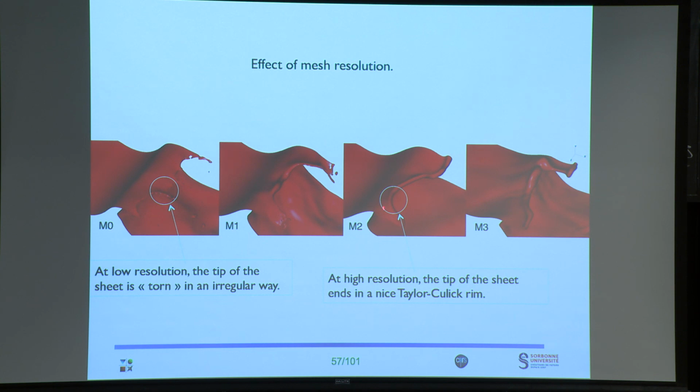The Taylor-Kulik rim is this cylindrical structure at the end of the sheet. And finally, you get a rim which is not only well characterized, but also sort of corrugated or irregular in shape. And this is precisely the kind of thing you see in the experiment. So you really need the M3 grid to see something realistic.